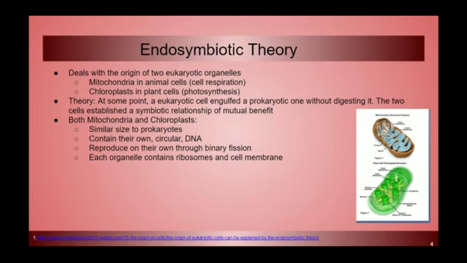So you see that mitochondria and chloroplasts do have a similar size to them. They contain their own circular DNA. All right. So their own plasmids. Both these eukaryotic organelles contain their own DNA, which is important. Both of these also reproduce on their own through binary fission. Again, the exact same as it would be for a prokaryote. And each organelle contains its own ribosomes and cell membrane. And that's really important as well, because that is a distinction of the prokaryote as well.